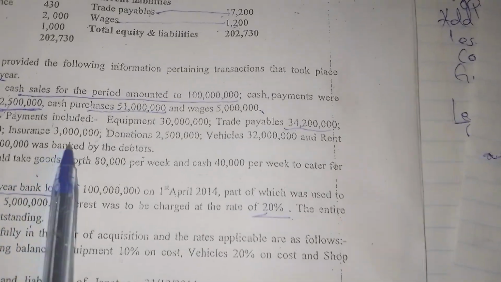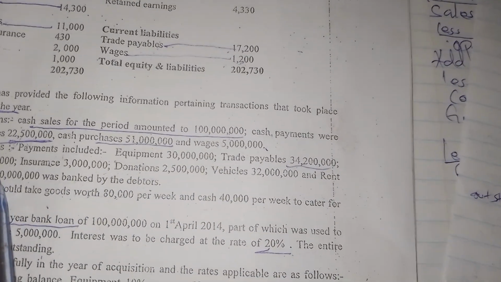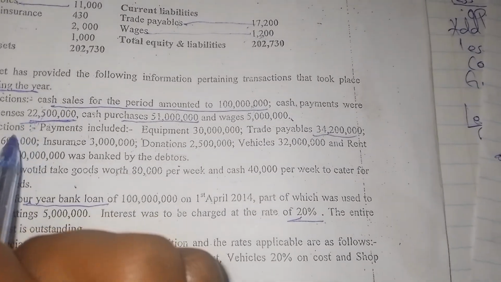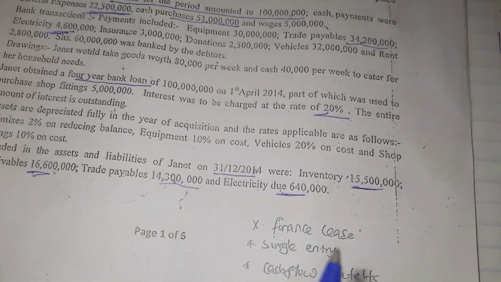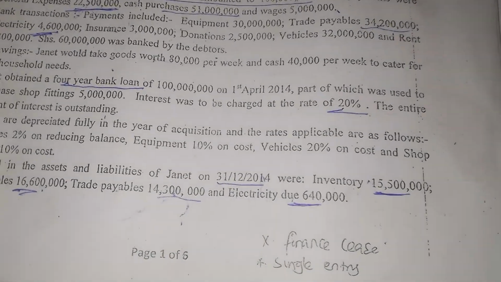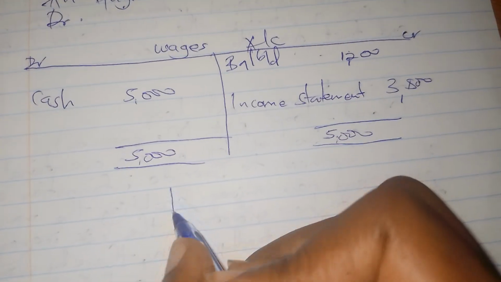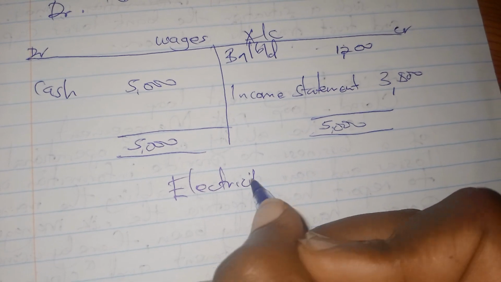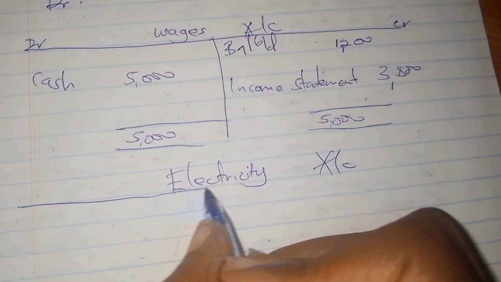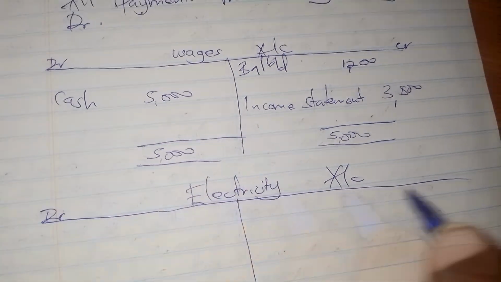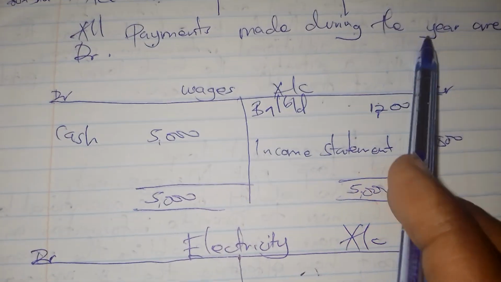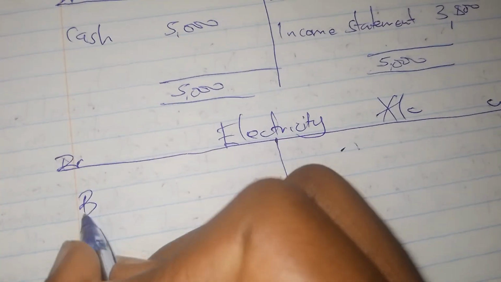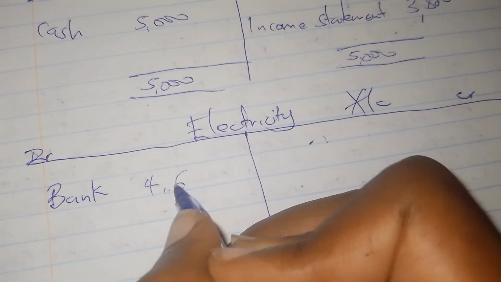Then another expense we have is electricity. Electricity also has this amount, and then it has electricity due as a closing balance. So it has more than one amount. We prepare the electricity account. So we come here and say electricity account, debit, then credit. It does not have an opening balance. So what was paid during the year is 4,600,000. So we said all payments made during the year are debited. So we shall come this side and write it was paid through the bank. So we write bank for 600.